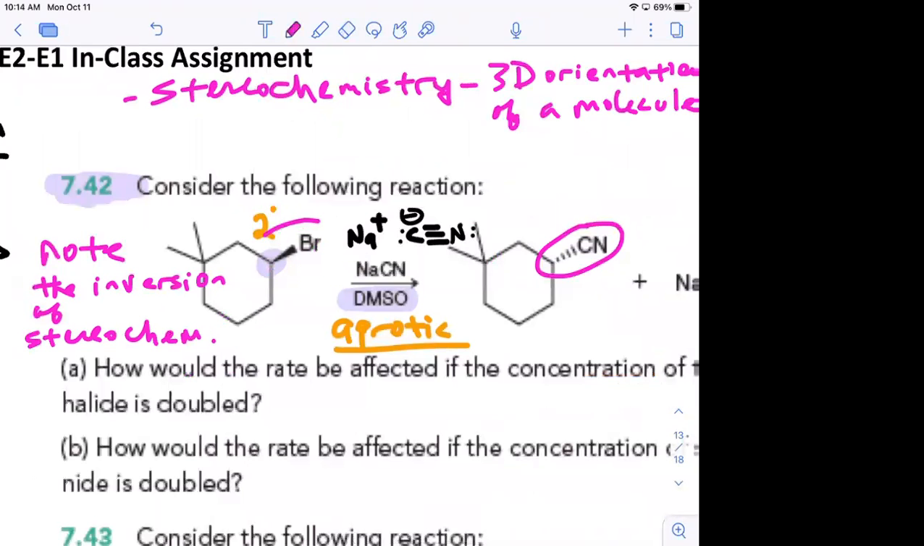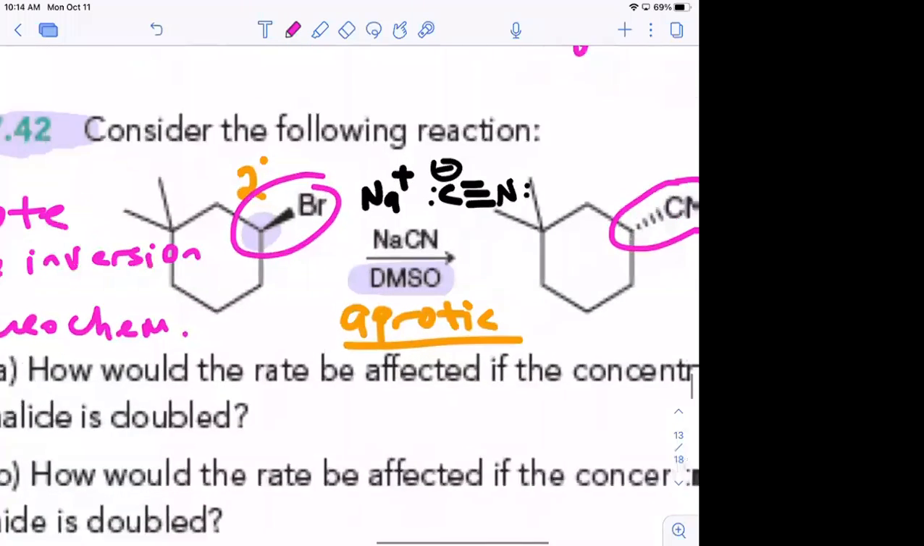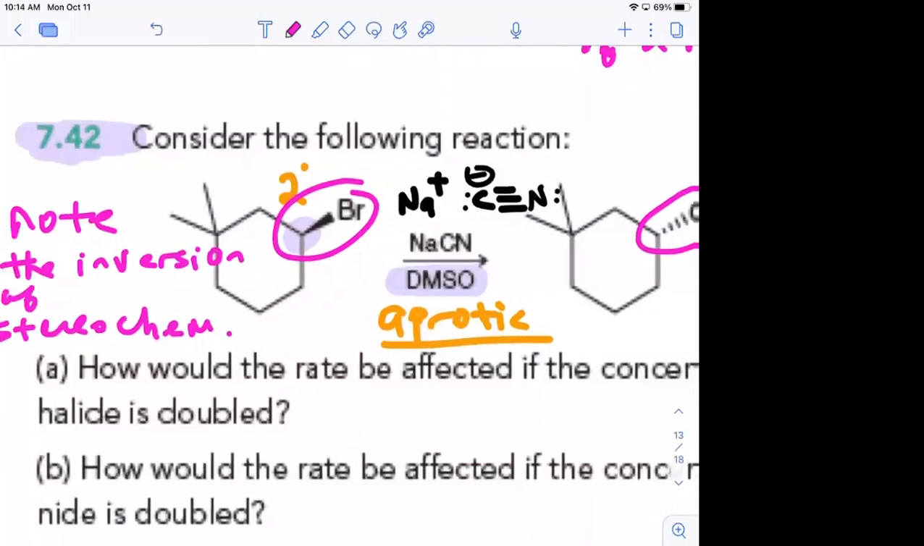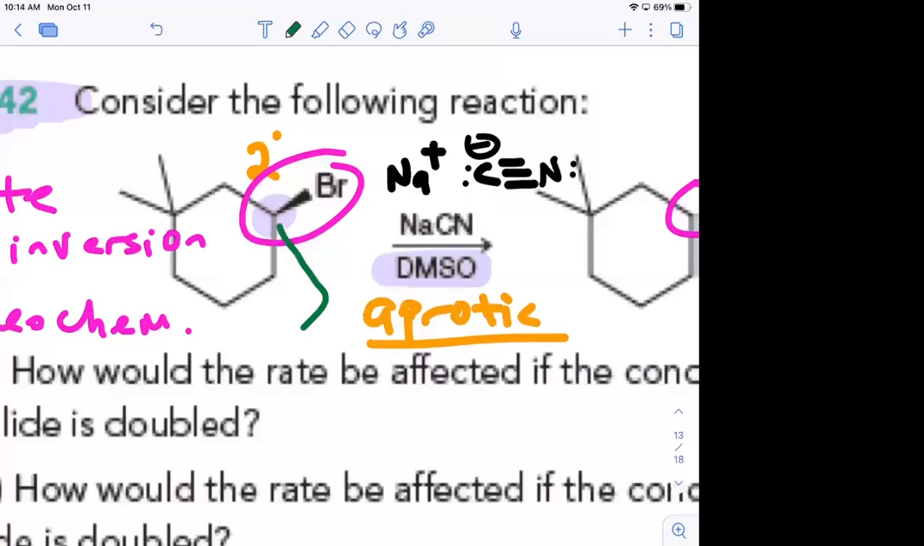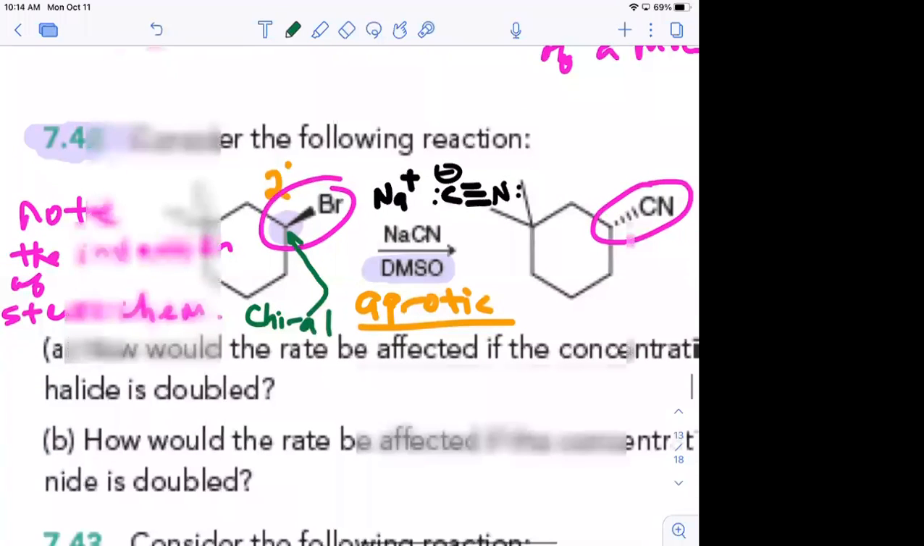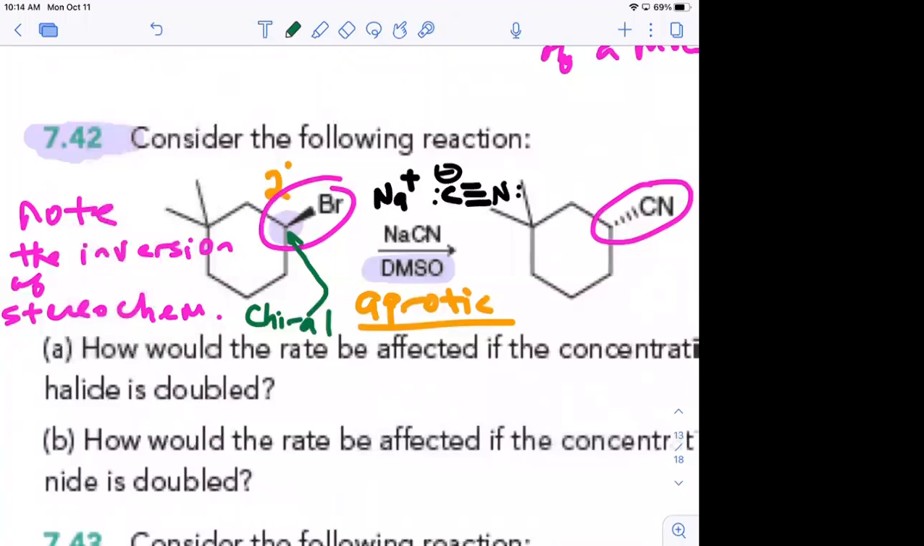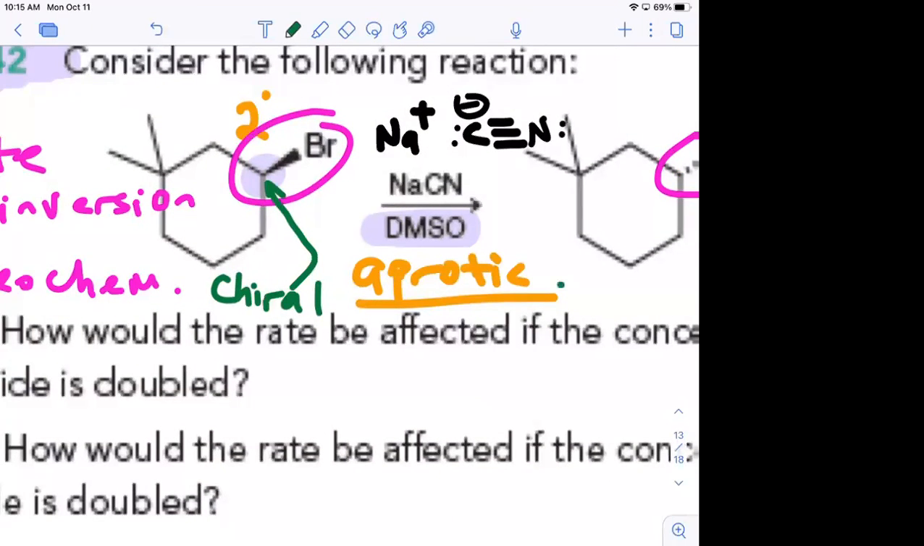There's a topic that we're not going to cover in this class, but we'll cover it in part 2, dealing with chirality and stereochemistry. One of the things that's notable is that if an SN2 reaction happens at what we call a chiral center, and this carbon right here is a chiral center, then it's going to get inverted.